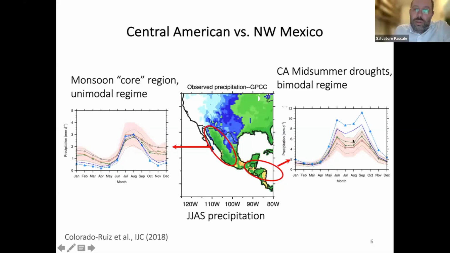So this is also called the midsummer droughts, okay? And overall, they can be considered part of the North American monsoon system, even though a stricter definition just includes this region here, okay? Then if you, for example, look in the southwestern US, it's again bimodal because you have a peak in summer associated with the North American monsoon, and then another peak in winter associated with the westerly storms.